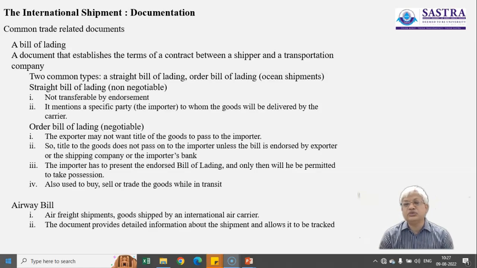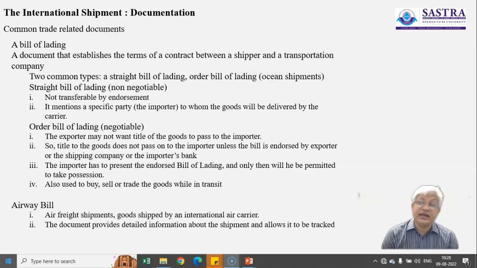These are the terms that are used in trade finance. It is not transferable. Please keep in mind, a bill of lading has the power of awarding title of the goods to somebody, whoever owns it. If it is non-negotiable, only the buyer's name is written on the bill of lading, and regardless of who holds that bill of lading, that named party will have the ownership of the goods. So it mentions a specific party, normally the importer or maybe an agent, to whom the goods will be delivered by the carrier.